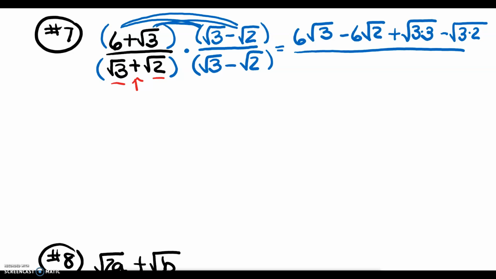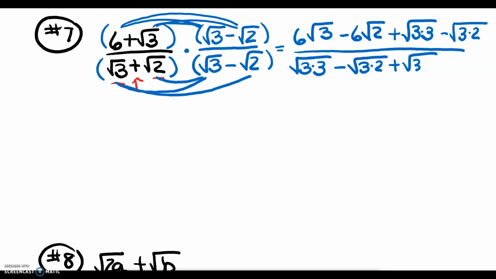So let's go ahead and multiply our denominator out. Radical 3 times radical 3 is radical 3 times 3. Radical 3 times minus radical 2 is minus radical 3 times 2. Radical 2 times radical 3 is plus radical 3 times 2. And radical 2 times minus radical 2 is minus radical 2 times 2.